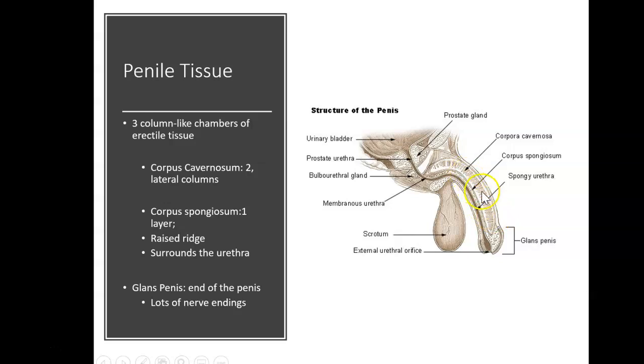Looking at the internal structures of the penis, it is made of 3 column-like chambers of erectile tissue, and their job is to make the penis erect during arousal. There are 2 columns on the lateral sides, and these are the corpus cavernosum. Then there's 1 column in the middle called the corpus spongiosum. So those make up the 3 columns. This is the corpus spongiosum. You can feel it when the penis is erect, as a ridge, and its job is to surround the urethra. At the very end of the penis is the glans penis, where there are lots of nerve endings that aid in stimulating erection.